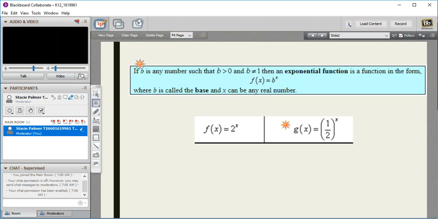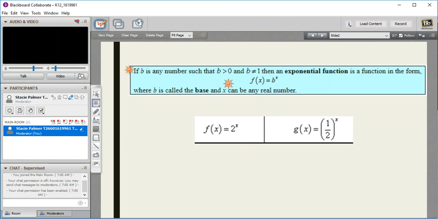Okay, when we look at an exponential function, this number here is the base. This number here is the exponent. Okay, notice that the base is a constant for both of these, and then the exponent is a variable. So when we're talking about an exponential function, our exponent is always going to be a variable.